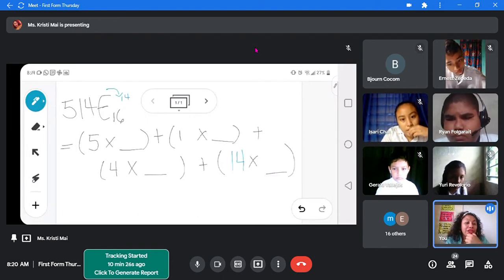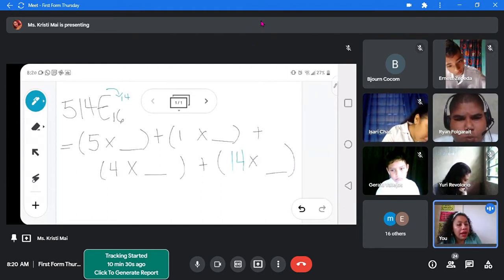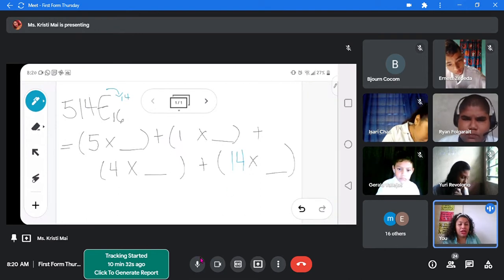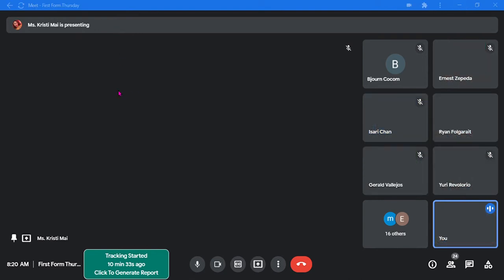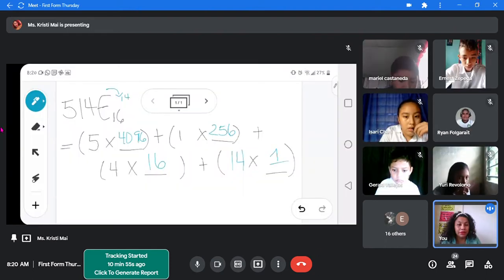And now I need to fill in my blank spaces, right? Now, if we were to go back to the place value chart that I had shown, then we would see that the first one, the 14, would be times 1. The 4 would be times 16. The 1 would be times 256. And the 5 would be by 4096. Those are the numbers that we are using.